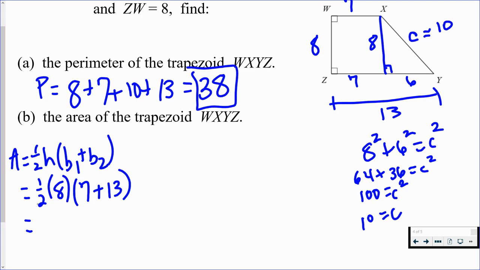So I'm going to go ahead and do the 1/2 times 8. 1/2 times 8 is 4. And then 7 plus 13 is 20. 4 times 20 gives us 80 for the area. Now that's one way we could do that.